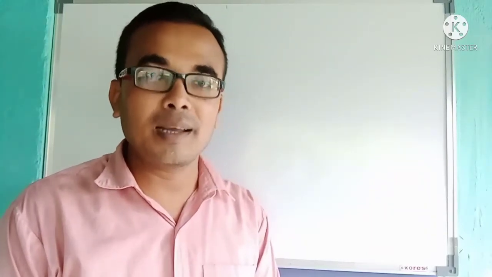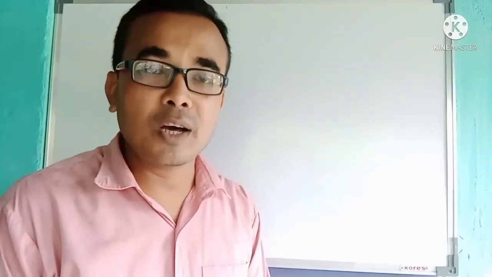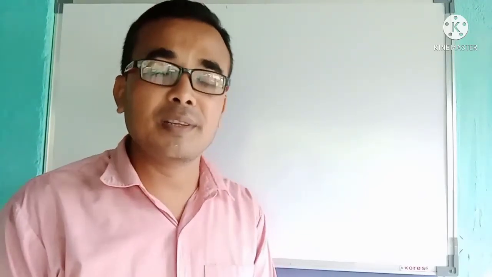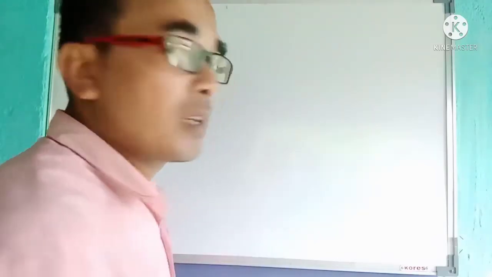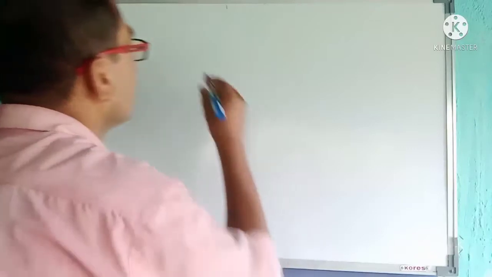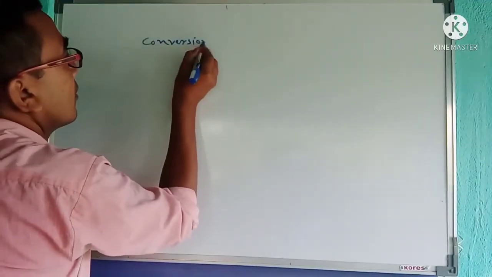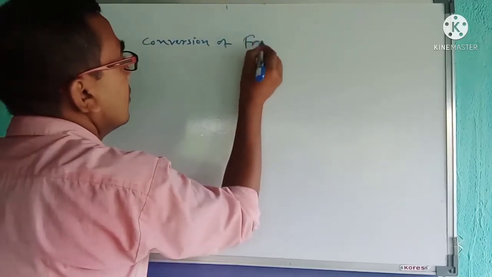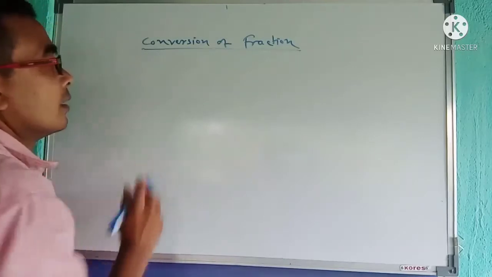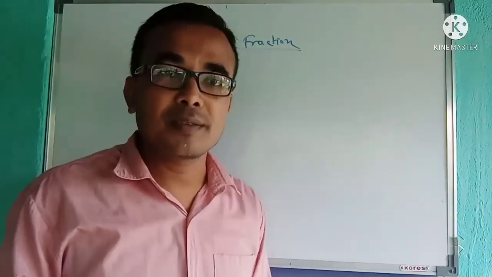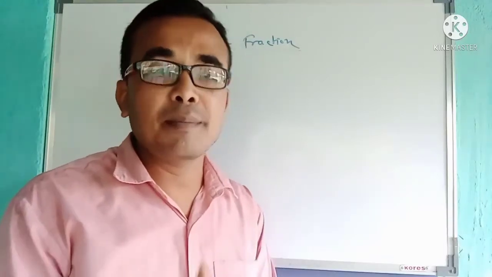Today we are going to learn about fraction part 2. In fraction part 1 we learned what a fraction is, how many types of fractions there are, and what they are with examples, and today we are going to learn some different things. First of all, conversion of fractions. In conversion of fractions, two types of conversions are done basically: improper to mixed and mixed to improper.